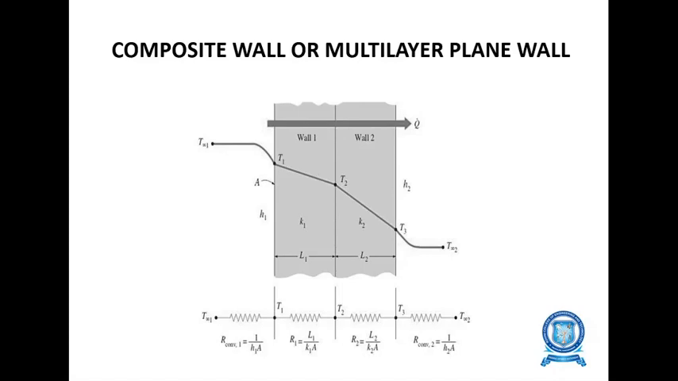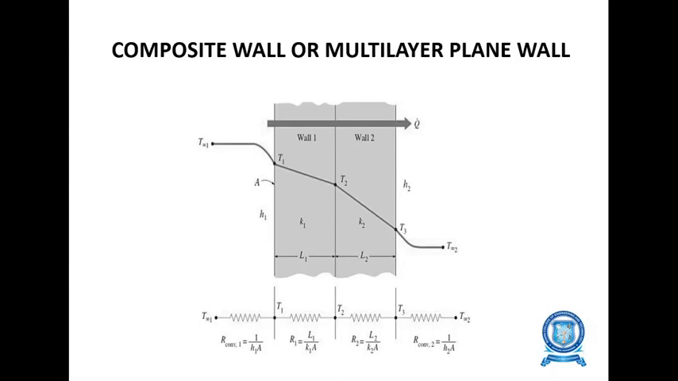From T infinity to T1, there is some resistance offered, which restricts the flow of heat. So there is an R convection, because of the resistance offered while the convection heat transfer takes place. Therefore, the convective resistance is equal to 1 by h1A, since it is the first convection. We have two convections and two conductions, so we name them with suffixes 1 and 2.